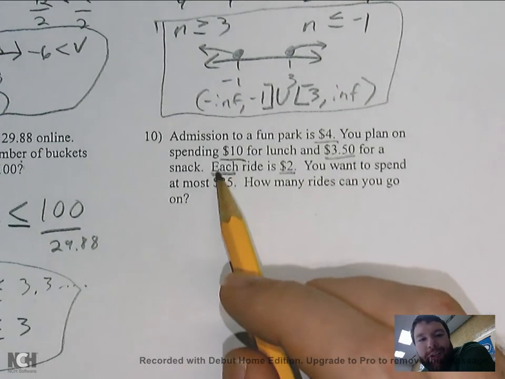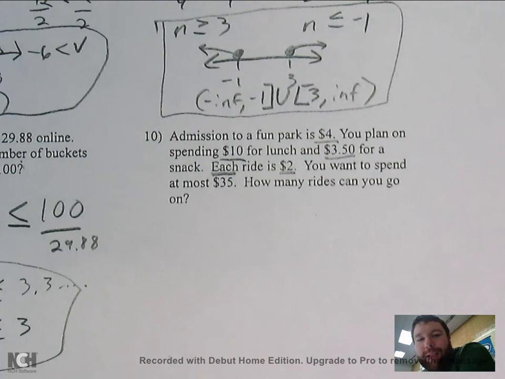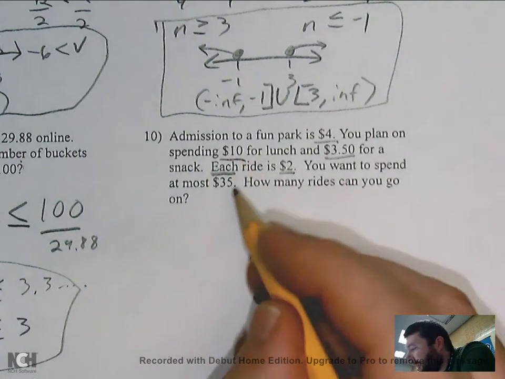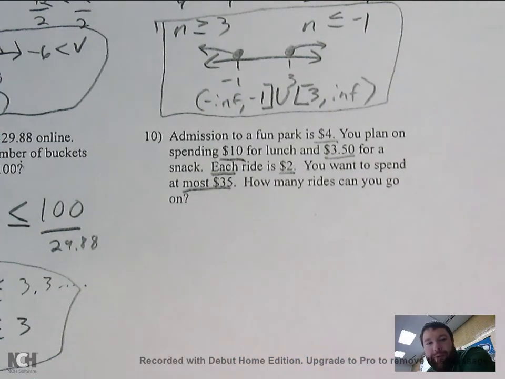Anytime you see the word each or per or every, those are keywords that tell you that the number it's about to talk to is going to be multiplying with what is most likely your variable. Okay? So keep an eye out for those words. Each, per, every, those type of things. You want to spend at most $35. So if I want to spend at most $35, would I spend $40? No. Would I spend $20? That's okay. Could I spend exactly 35? Yeah. So anything 35 or less is what I want.